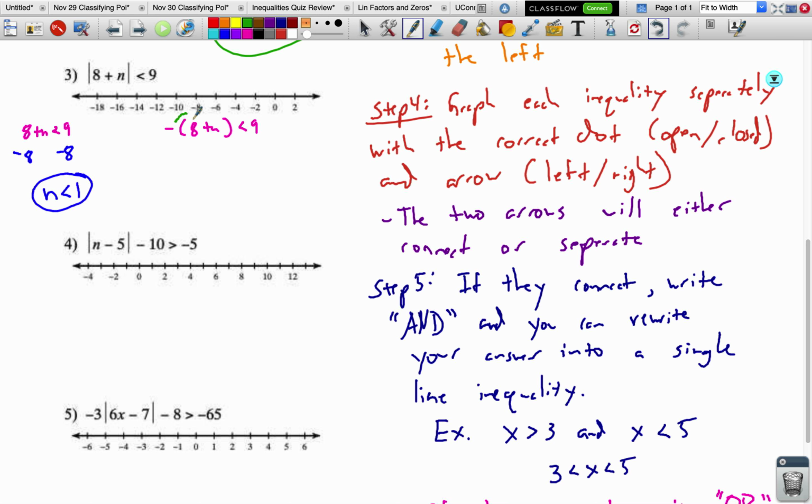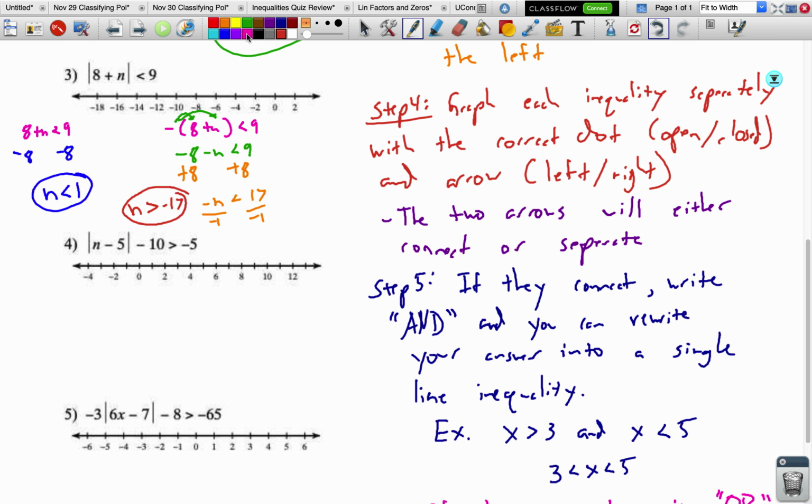Over here, I'm going to distribute in this negative. We get -8 minus n is less than 9. I'll add 8 to both sides. I'll get that -n is less than 17, divided both sides by -1, and I get that n is greater than -17. Notice I flipped the inequality.